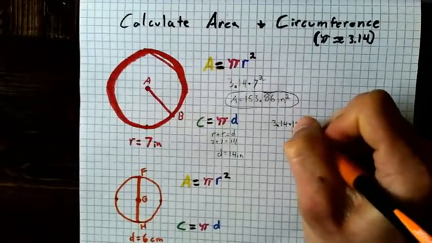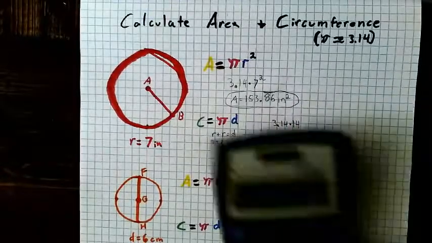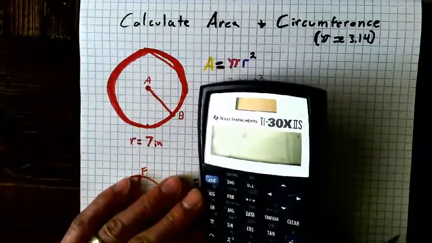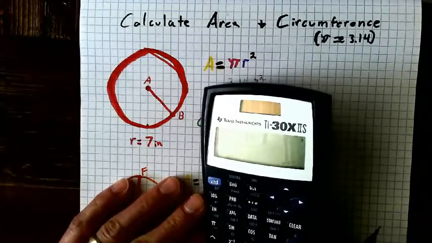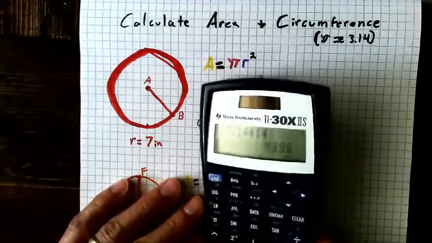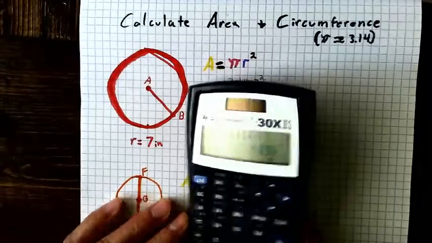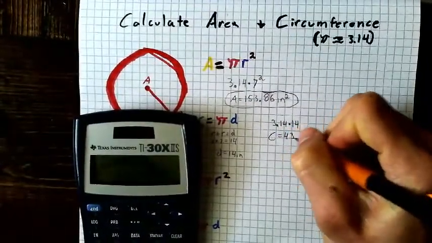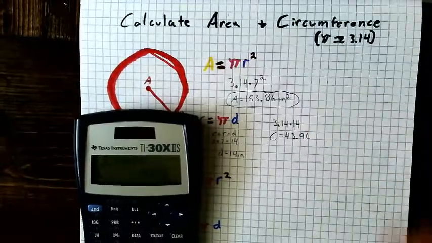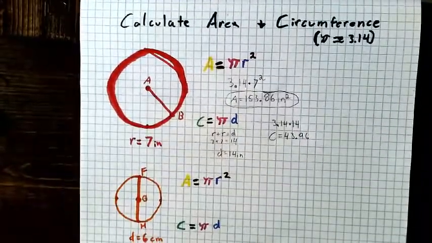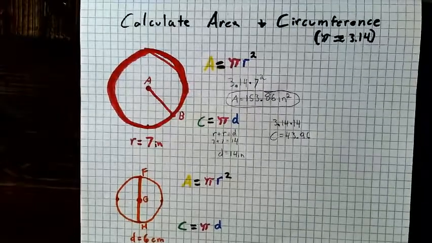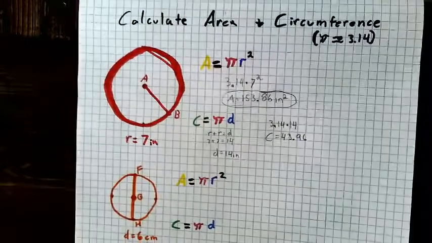3.14 times 14. So if I go ahead and do that in the calculator, 3.14 times 14 is 43.96. So my circumference equals 43.96. Okay, you're going to have problems just like that on your assignment in your packet. So make sure we take note of that and figure out how to do things.